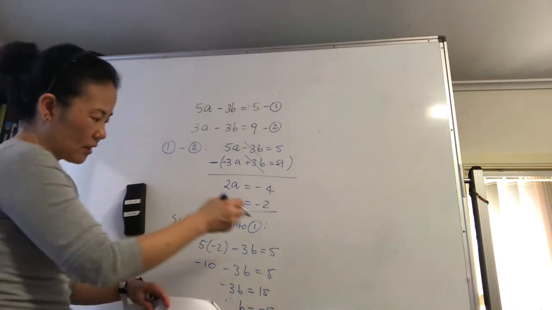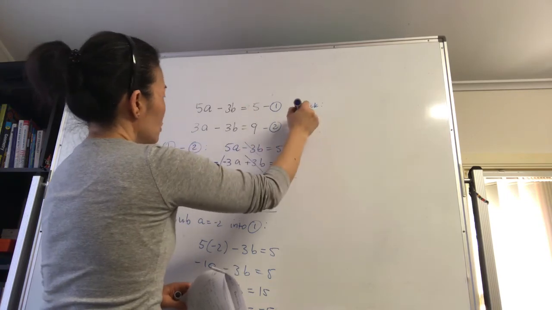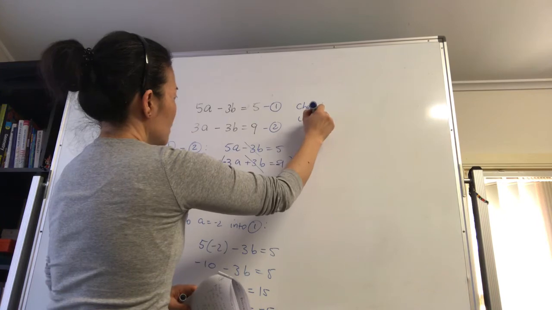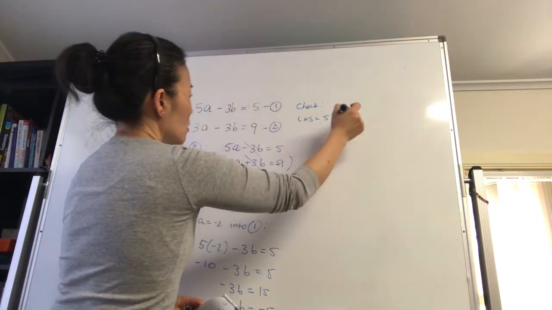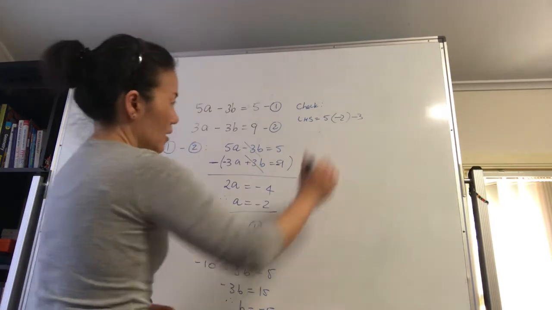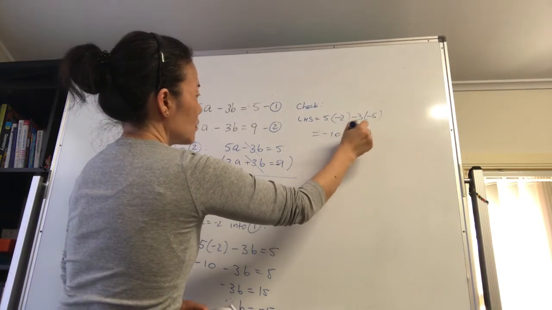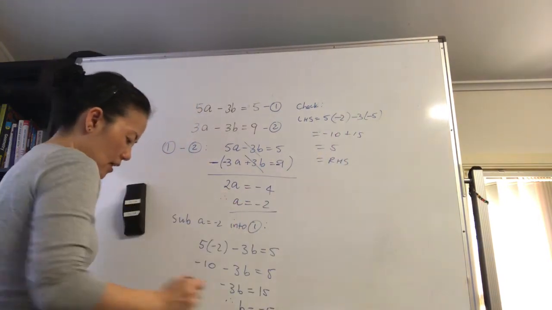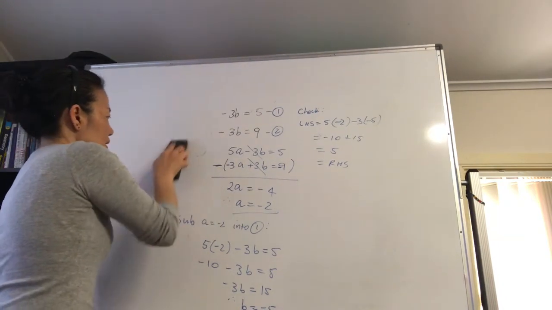And then you can check this one. If I want to check this, I will substitute into the left-hand side of equation 1. Left-hand side will be 5 times minus 2 minus 3 times minus 5. It will be minus 10 plus 15, which is 5, which is the right-hand side. So my answer is correct. Okay, so that's not too bad.